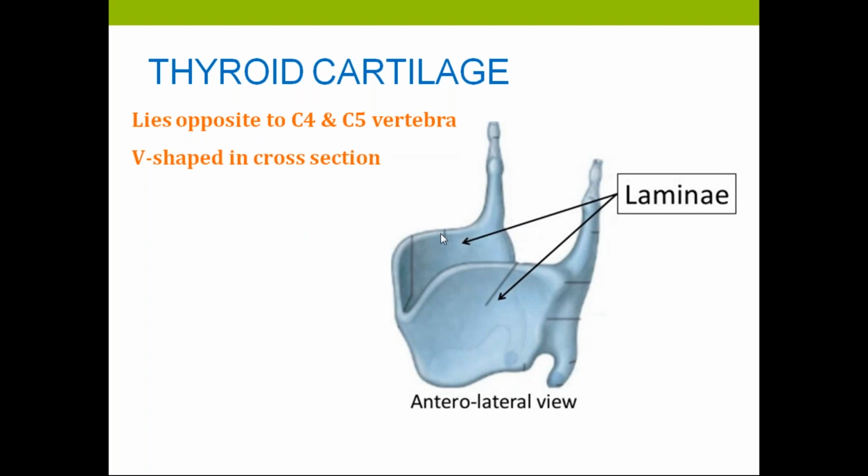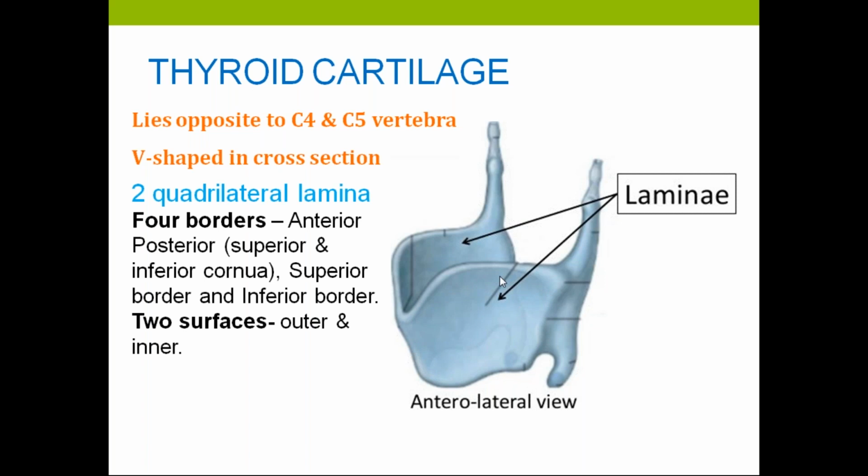So it consists of two laminae. You can see the quadrilateral shape, two laminae here. This is the lamina. Each lamina has four borders. This is the upper border of the lamina. This is the lower border of the lamina. It has an anterior border, and this is the posterior border of the lamina. It has two surfaces, outer and inner surface. I think now you're clear about the surfaces and borders of the lamina of thyroid cartilage. Next, we will see in detail about the attachment and features of each border and surface.